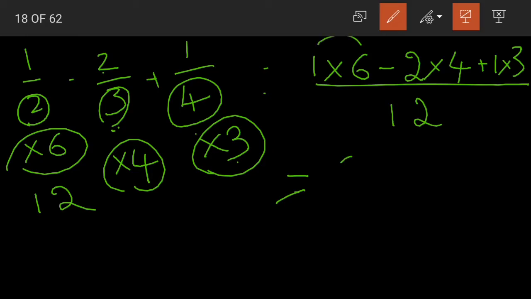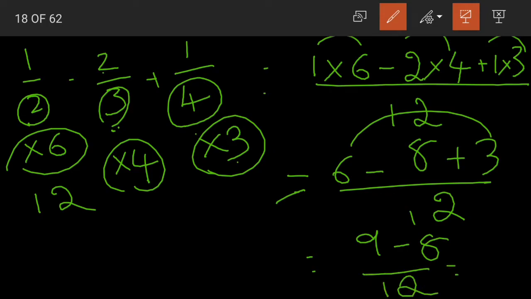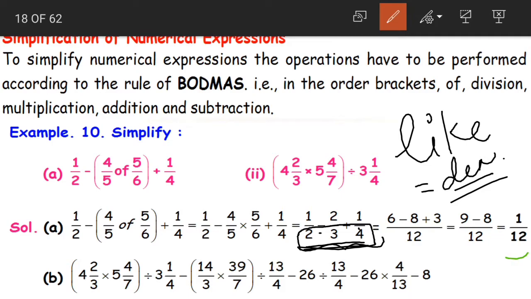Now next, 1 6s are 6, minus 2 4s are 8, plus 1 3s are 3, divided by 12. 6 plus 3 becomes 9, minus 8, by 12, that is equal to 9 minus 8 is 1. 1 by 12 is our answer. Yes students, 1 by 12 is our simplified answer for this.